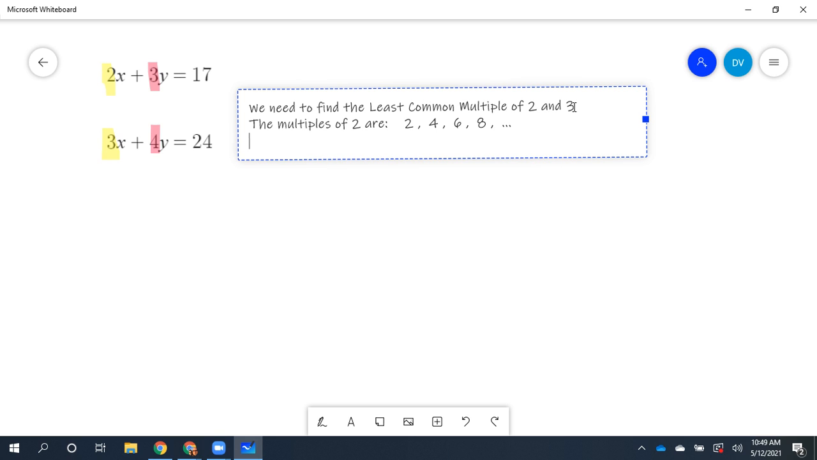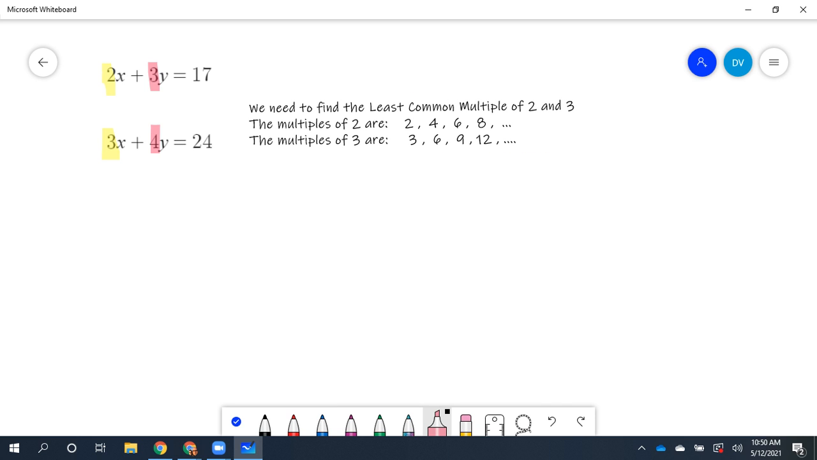The multiples of 3, again, what we're going to do is just 3 times 1 and 3 times 2 and so on. So we start with 3. 3 times 2 is 6. 3 times 3 is 9. We could go to 12. We could go all day, but I'm going to stop here.